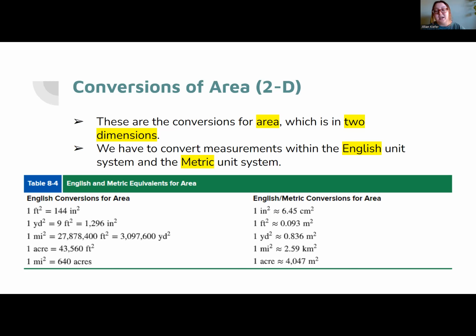Then we have English to metric conversion. So we have 1 inch squared is about 6.45 centimeters squared. 1 foot squared is about 0.093 meters squared. 1 yard squared is about 0.836 meters squared. 1 mile squared is about 2.59 kilometers squared. And 1 acre is about 4,047 meters squared. So those are the different types of conversions that we can end up using when we do problems throughout this section.